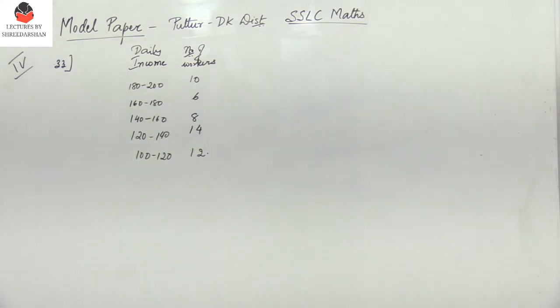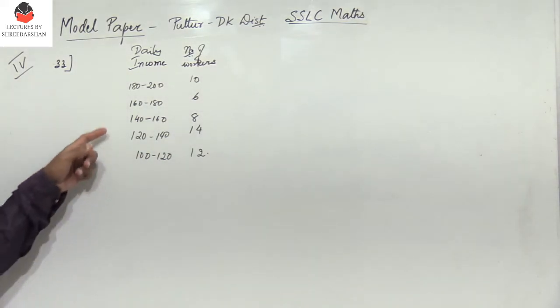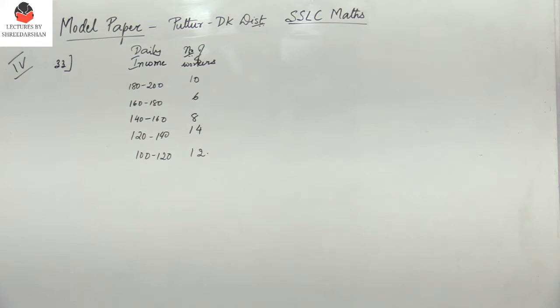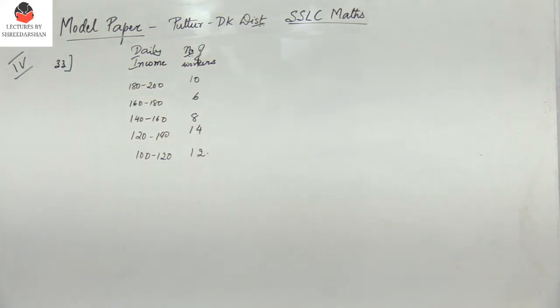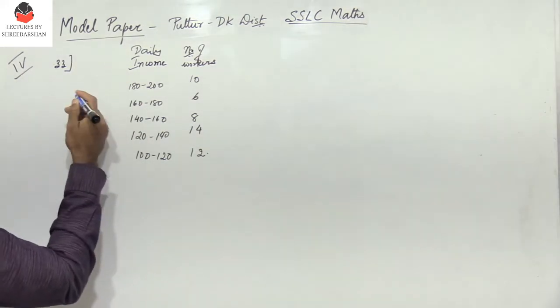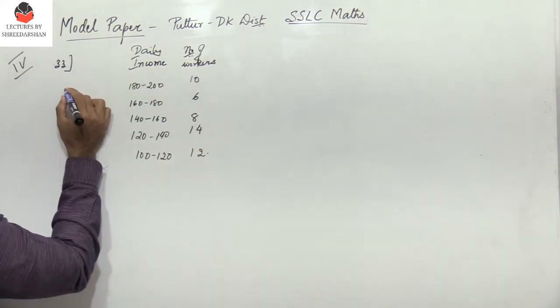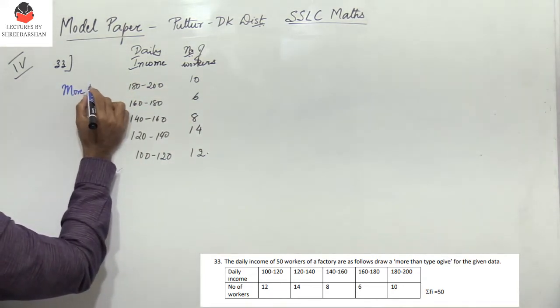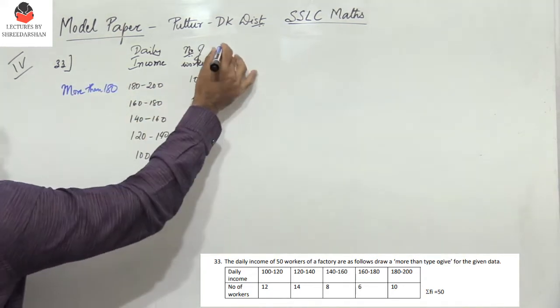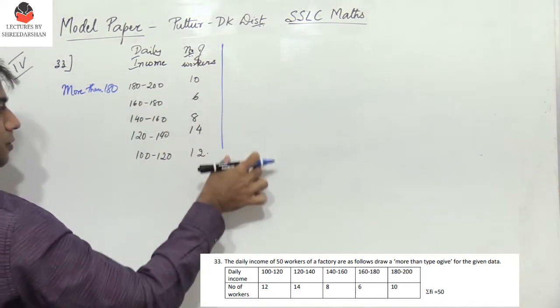So you have the daily income and the number of workers. The question is, draw the more than type ogive. To draw the more than type ogive, I have written the table in this way, starting from the highest income to the lowest. Then we need to find the number of workers. So here, more than 180. I need to write the cumulative number of workers.